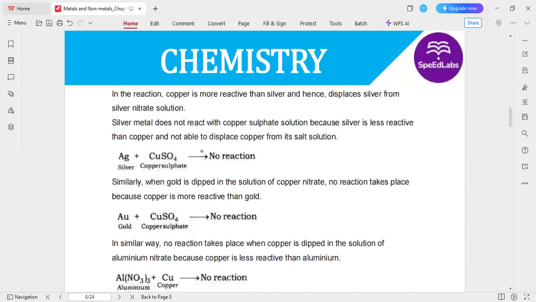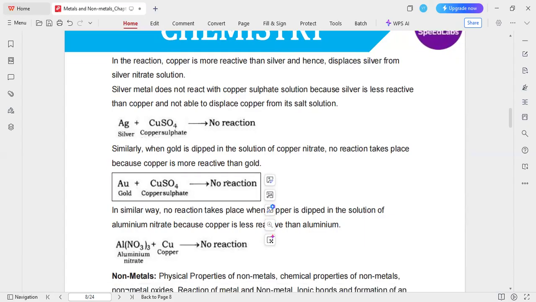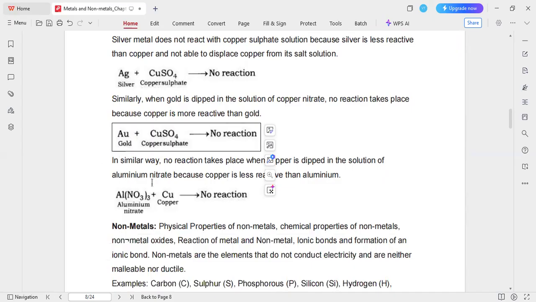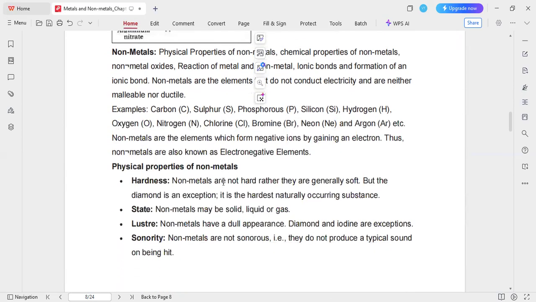Next, is it possible, children? Ag plus CuSO4? No, not possible. Why? Because silver is less reactive than copper. Gold plus copper sulfate: is it possible? No. Why? Because gold is less reactive than copper. That's why no reaction. Is it clear? Aluminum nitrate plus copper: is it possible? No, because copper is less reactive than aluminum. No reaction. Now coming to the non-metals. Non-metals show the opposite properties to those of the metals.